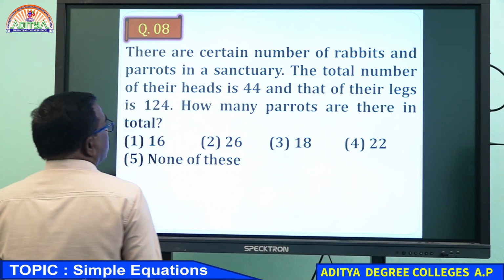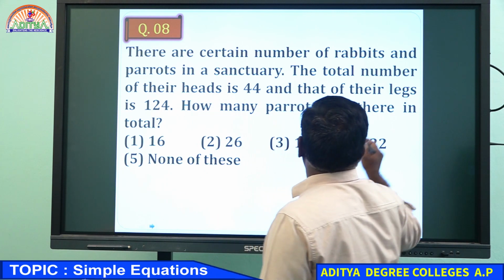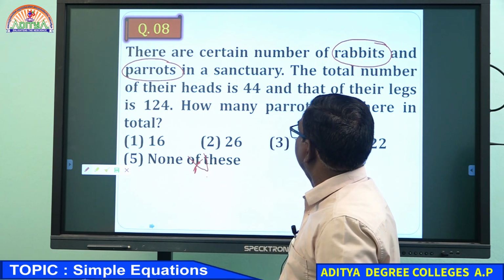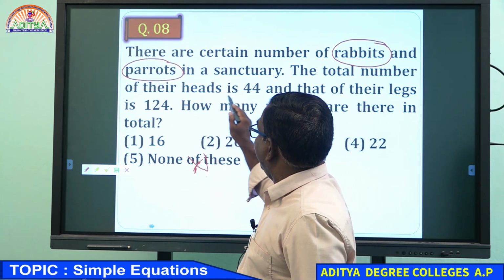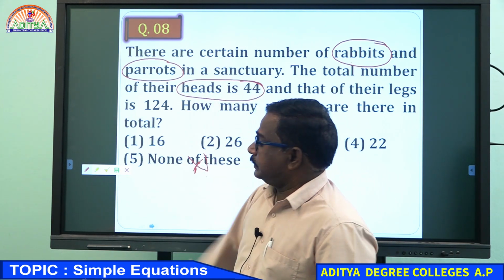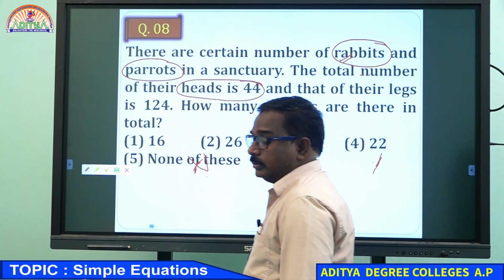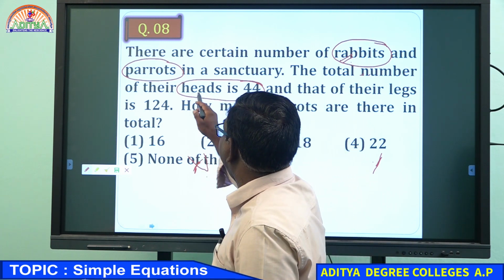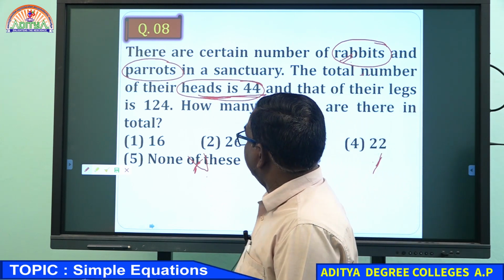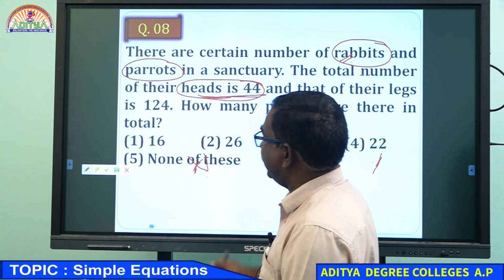This question: there are certain numbers of rabbits and parrots. The total number of heads is 44. This is the condition given for rabbits and parrots. A rabbit has a head and a parrot also has a head. That's why it is given that the total number of heads is 44. With equations we can do it, without equations also we can do it. We are doing simple equations, so you need to solve in a simple manner.